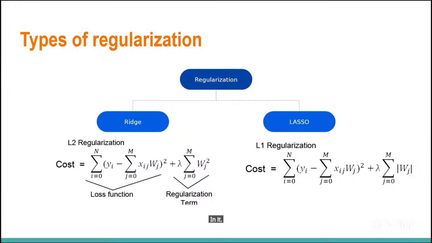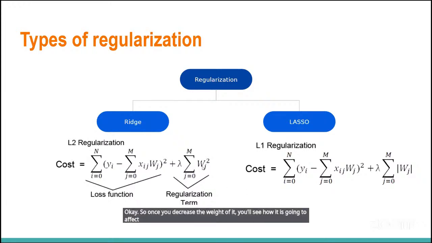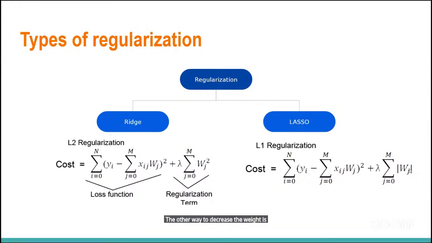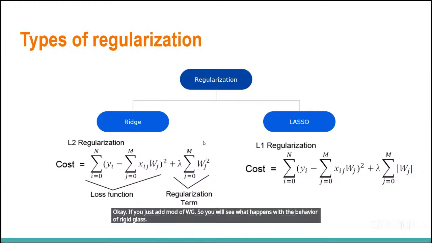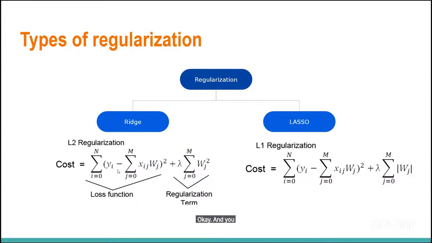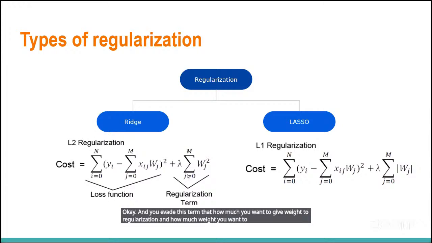Okay. So once you decrease the weight of it, you see how it is going to affect. This is one where you decrease the weight of the Wj's by using a square of the Wj's. The other way to decrease the weight is just add a mod of Wj's. If you just add mod of Wj's, you will see what happens with the behavior of ridge and lasso. Okay, and you weight this term, that how much weight you want to give to regularization, and lambda controls this.